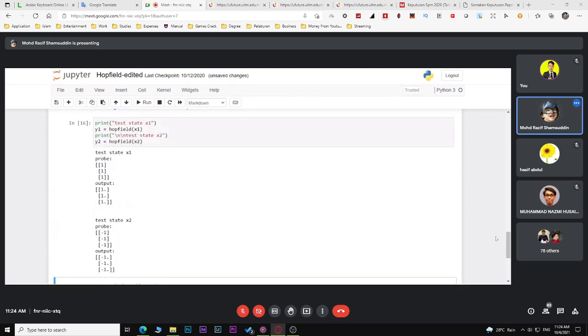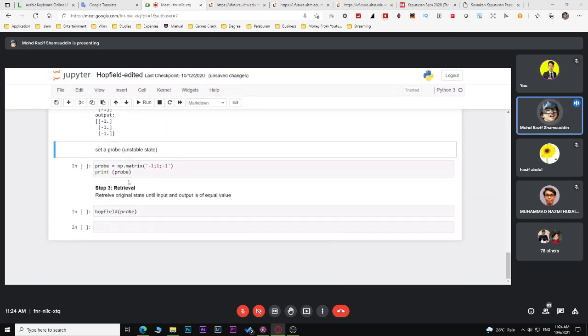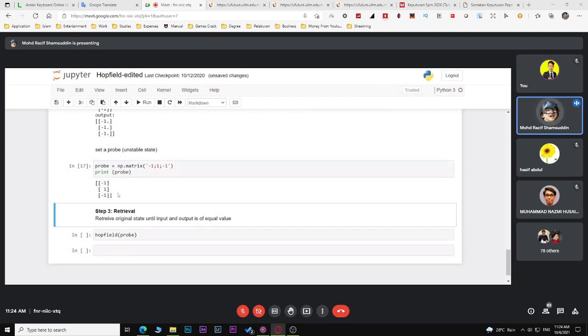Tu ada dah. So that Y1 akan ada 1, 1, 1, Y2 akan ada -1. So now we can test our unstable state. Unstable state banyak kan? So unstable state yang pertama, yang ni lah kan? Ni probe kita. Katalah kita cuba yang pertama dulu, macam ni, -1, 1, 1. So Hopfield probe kita adalah yang kita dah setkan ni lah, probe ni. So masukkan di dalam network yang sama, which is the Hopfield network.